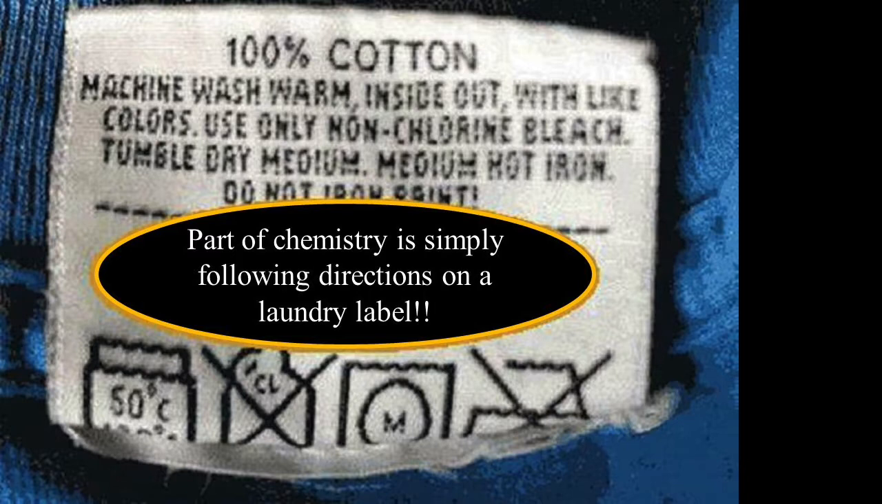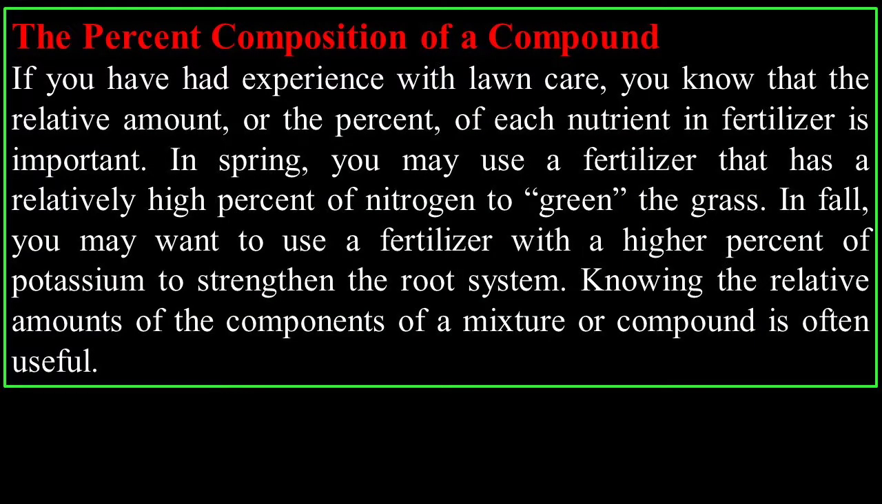Here's the shirt, and it shows you it's 100% cotton. It tells you how to care for it. Parts of chemistry is simply following directions on a laundry label. Simple as that. If you have had experience with lawn care, you know that the relative amount or the percent of each nutrient in fertilizer is important. In spring, you may use a fertilizer that has a relatively high percent of nitrogen to green the grasses. In fall, you may want to use a fertilizer with a higher percent of potassium to strengthen the root system. Knowing the relative amount of the components of a mixture or compound is often very, very useful.